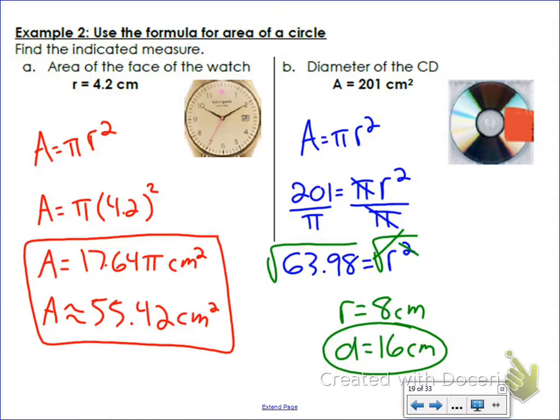All right, so that's just an overview of circumference and area. If you have questions, make sure you write them down on the side, and we'll see you in class.